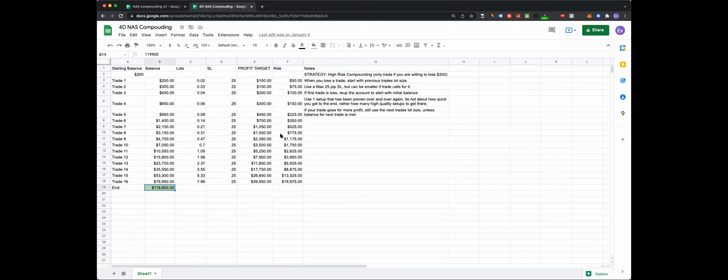High risk compounding. This is obviously high risk, but it depends on your risk tolerance. If 200 bucks isn't really anything to you, then this isn't going to be that big of a boo-boo if you take a loss.